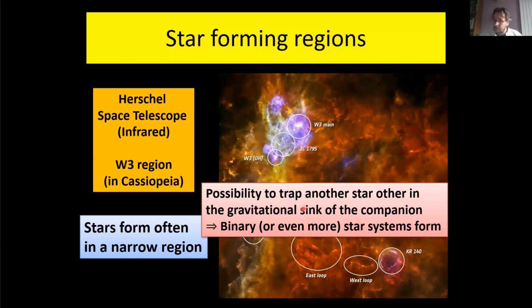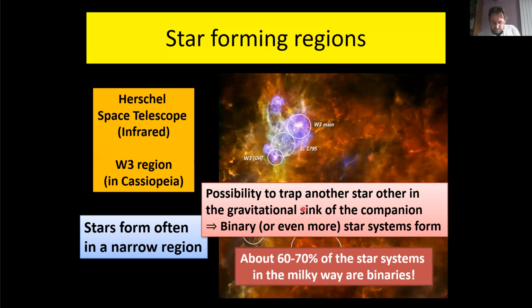This is quite common, and there were assumptions that 70% of the star systems are binaries, so 60 to 70% maybe in the Milky Way, but this is now again under scrutiny. It's strongly discussed, and people say this number is far too high. Yet there are quite some.